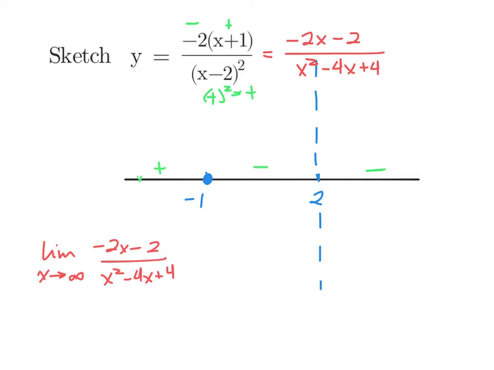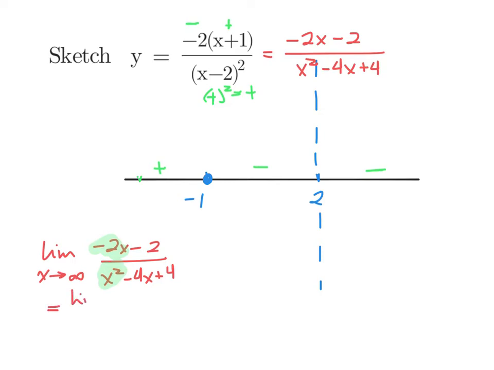So asymptotes have nothing to do with the middle of the function. It's always about the ends of the function. And when we look at this function, negative 2x minus 2 over x squared minus 4x plus 4, it's really only the leading terms that matter. Because as x is extraordinarily large, negative 2x is much more negative than negative 2 is. And as x gets really large, x squared is much bigger than negative 4x or plus 4. So we only really worry about those leading terms.